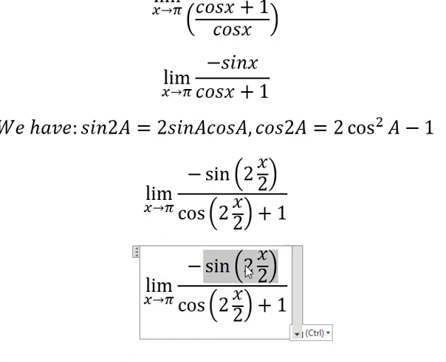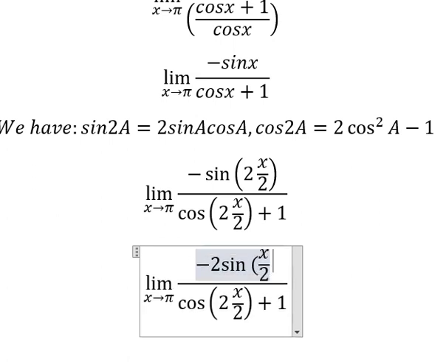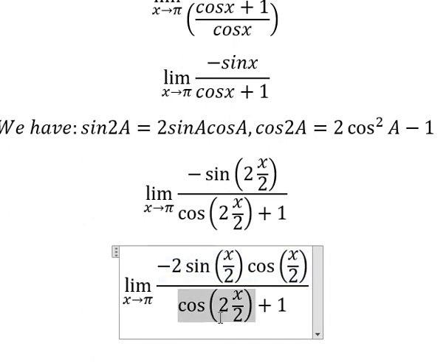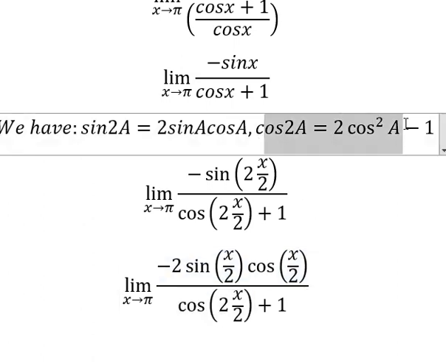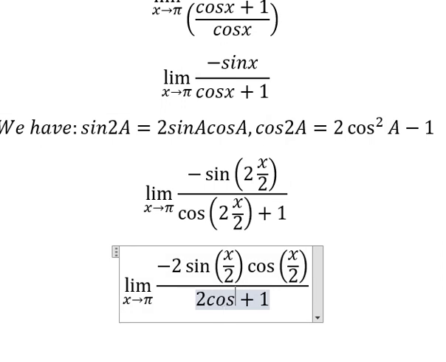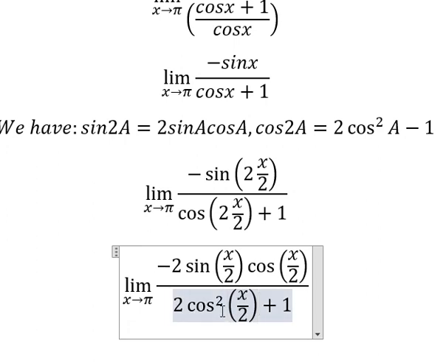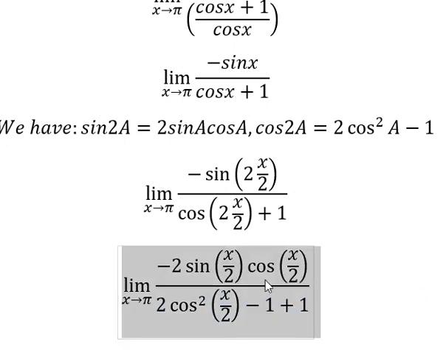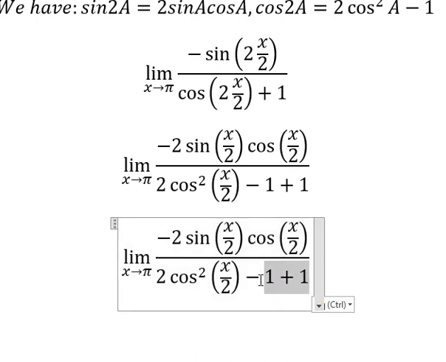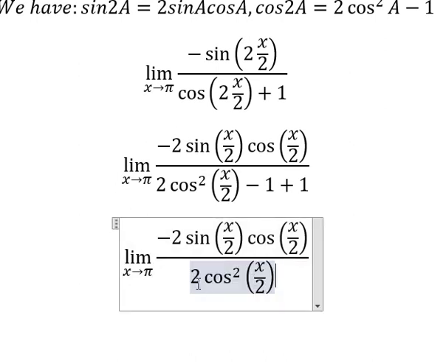This one, we have 2 sine of s over 2 cosine of s over 2. This one, that is about this one. So we have 2 cosine of s over 2 square minus number 1. 1 minus 1, we cancel. Now we have 2 cosine s over 2, we simplify.